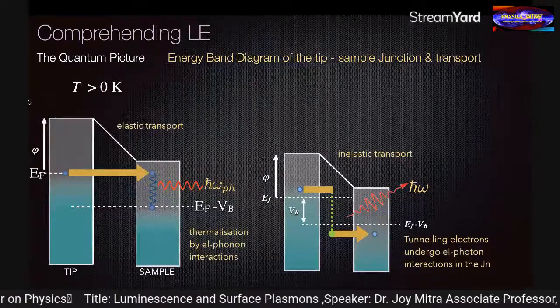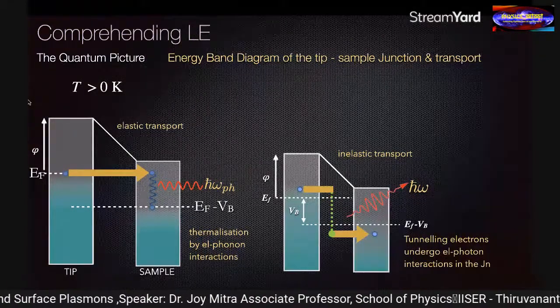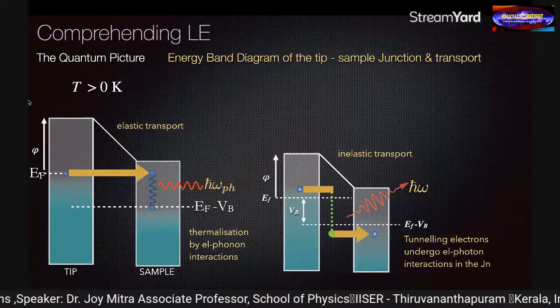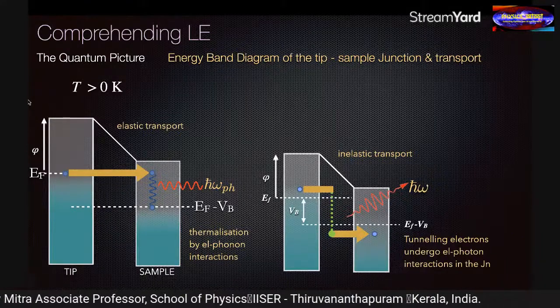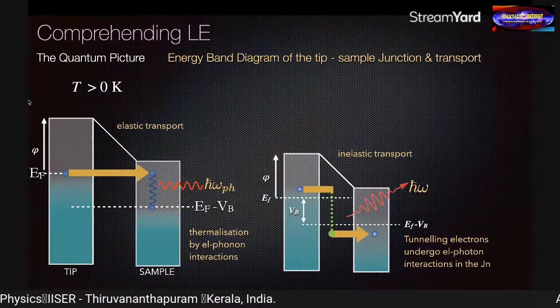And this is the quantum mechanical picture that we are still trying to comprehend. There are probably some 5-6 groups all across the world who are trying to comprehend how this coupling takes place between a photon and a tunneling electron. We have made some progress, but there are many unknowns still left.